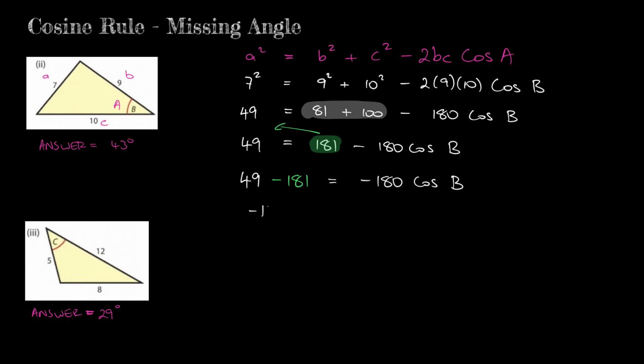So negative 132 will be equal to negative 180 cos of B. So I need to find out, obviously I'm looking for a value for B. So in order to find the value for B, I need to get rid of this. And I can see here the operation that's between these two is times. So here what I'm saying is negative 180 times cos B. So if I want to get rid of that, I need to divide both sides by negative 180. So negative 132 divided by negative 180 will leave me with cos B.